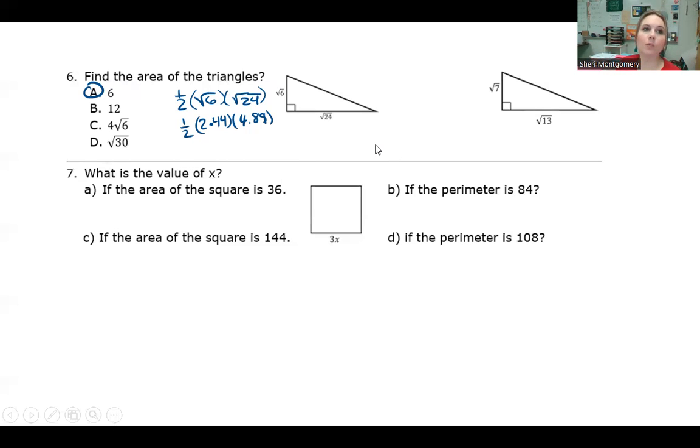All right, the next question, what is the value of x? So we have a square. And what it tells us is that one of the sides is 3x. What do we know about the other side? It's also 3x because it's a square. So A says the area of the square is 36. Well, to find area, we just multiply those two things together, right? So 3 times 3, which is 9, and x times x, which is x squared. And it says that is equal to 36.